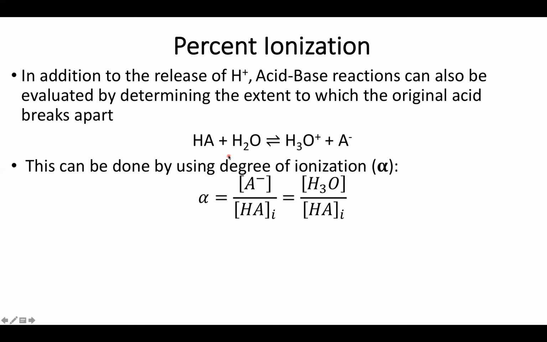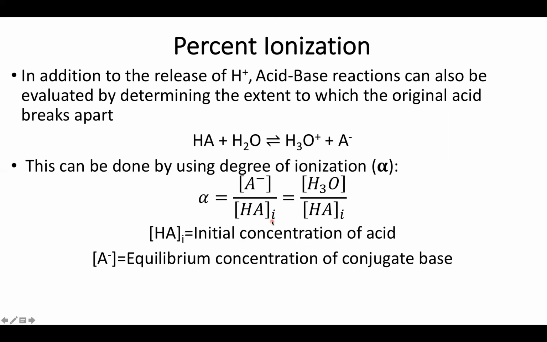This can be done by looking at a parameter called degree of ionization, which we're going to represent as an alpha. So this is literally just going to be how much conjugate base I produced versus how much acid I introduced. So again, one of the big things to note is this is going to be the initial concentration of the acid versus an equilibrium amount of conjugate base. So these can actually be under different conditions and give you some very fun results.